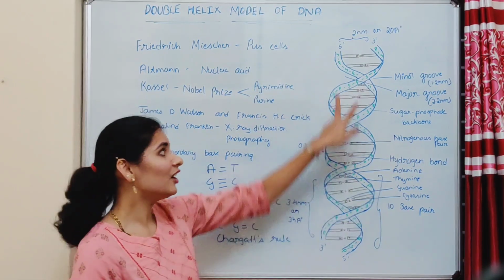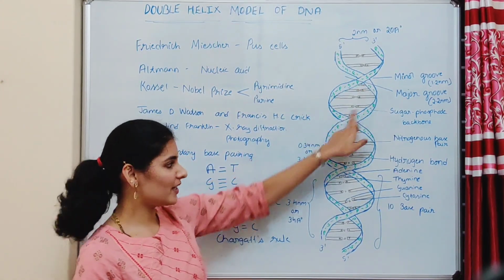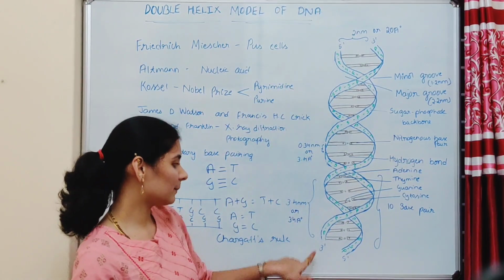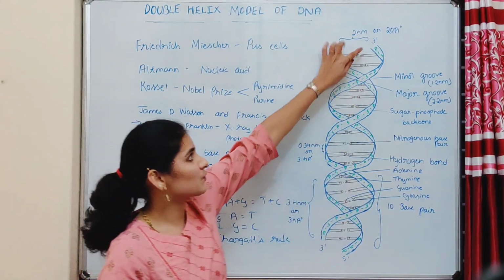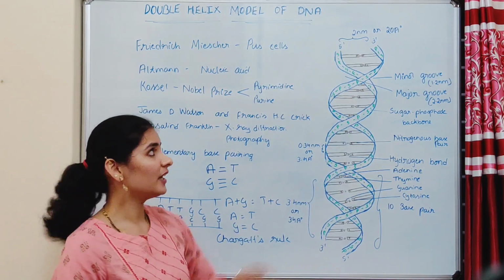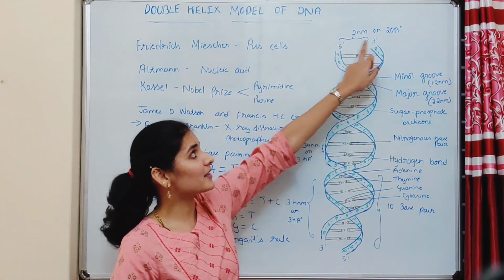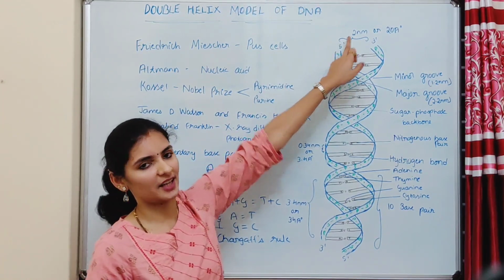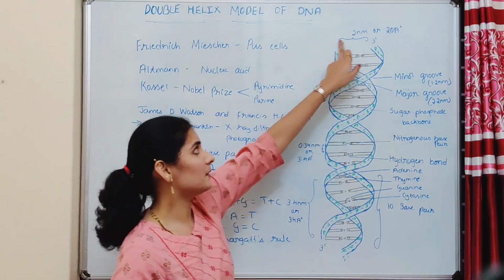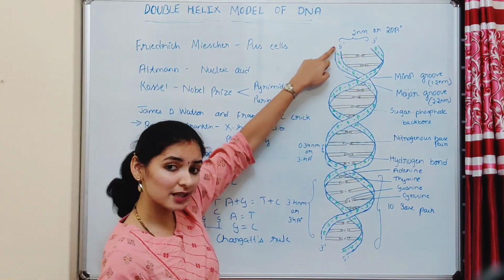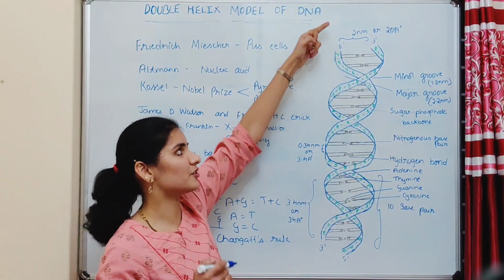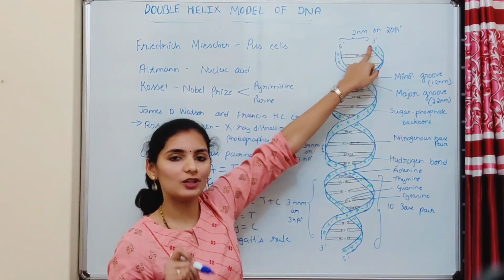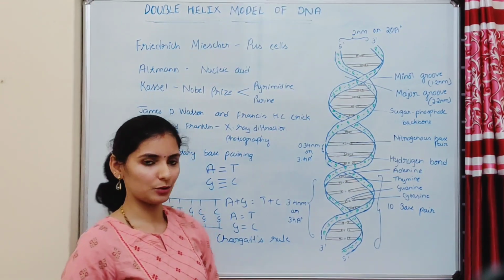In a DNA molecule, the two polynucleotide chains always run in opposite directions. If one strand runs from 5' to 3' direction, the other strand will run from 3' to 5' direction. Here 5' and 3' represent the carbon atom on the sugar molecule which is attached to the phosphate group. For example, 5' means the fifth carbon of the sugar molecule is attached to the phosphate group. 3' means the third carbon of the sugar molecule is attached to the phosphate group.